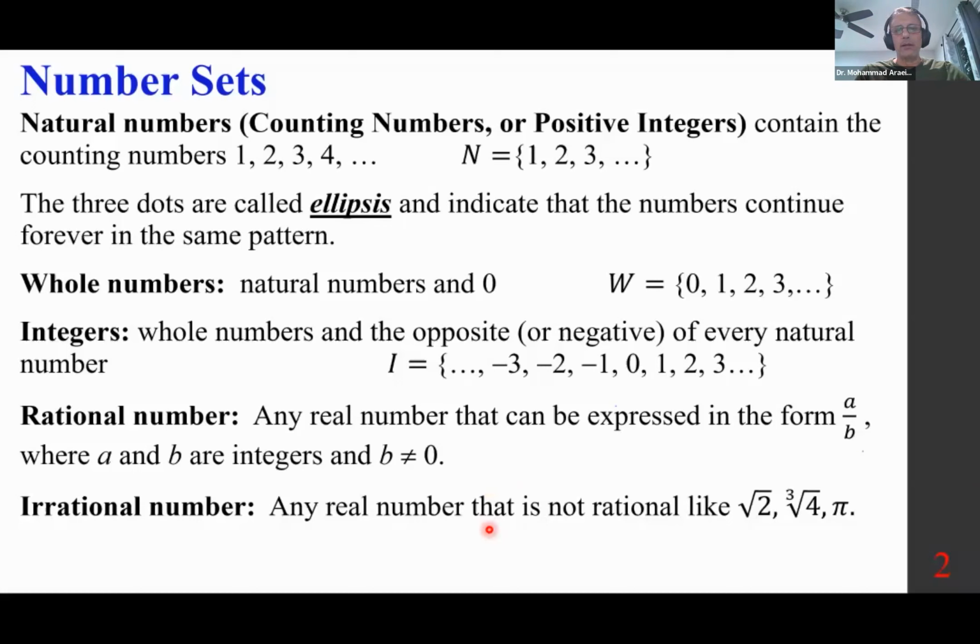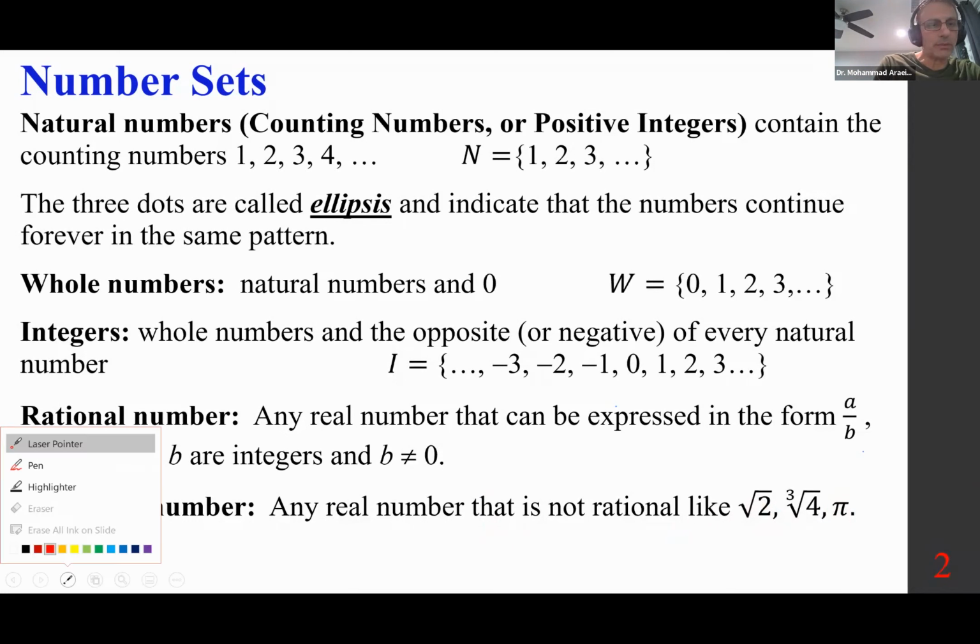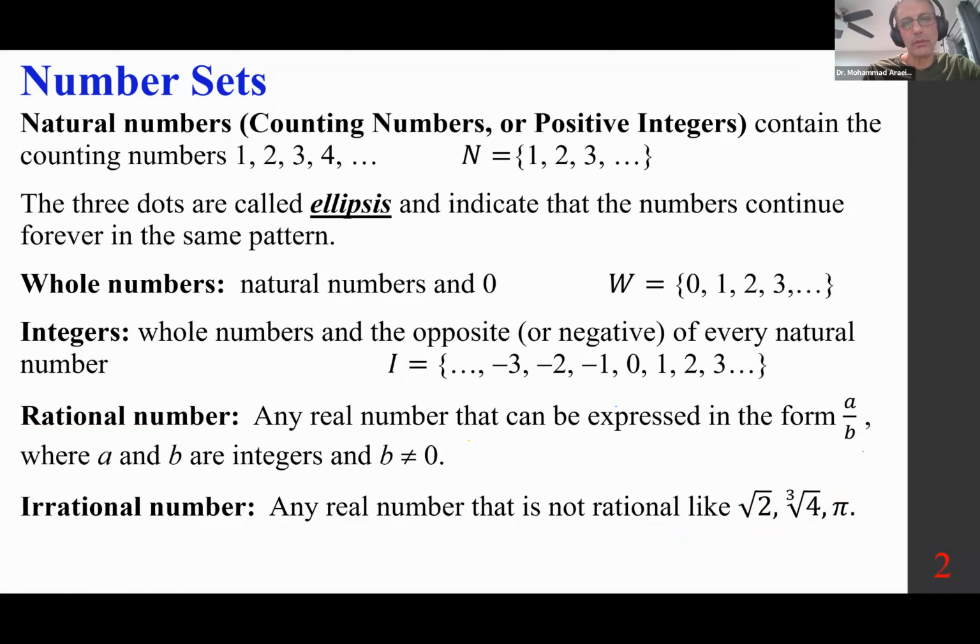Irrational number: any number that is not rational, meaning numbers like square root of 2, cube root of 4, pi. Now, as far as rational versus irrational, there are also decimal numbers, terminating decimals. I want to write those. So terminating decimals such as, for example, 2.1 or 0.5, or repeating decimals such as 0.3 bar. Those are also considered rational numbers.